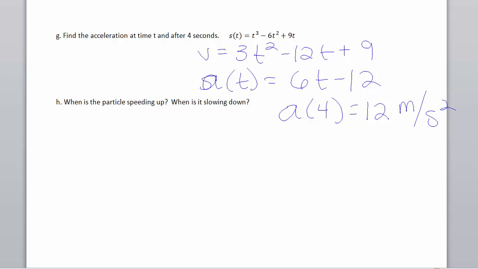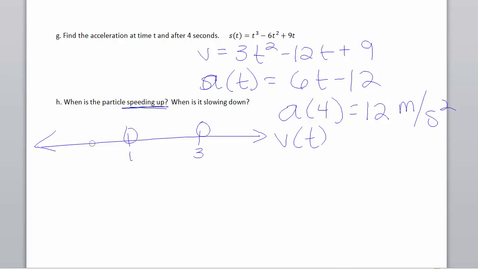Okay. And then the last one, when am I speeding? This is probably the hardest one. Okay, so I'm speeding up, remember, when velocity and acceleration have the same sign. So again, I'm going to go back to my number line. We've already done a number line for velocity. Okay, my velocity number line, I was at 0 for 1 and 3. And I was positive, negative, positive. We've already did that.